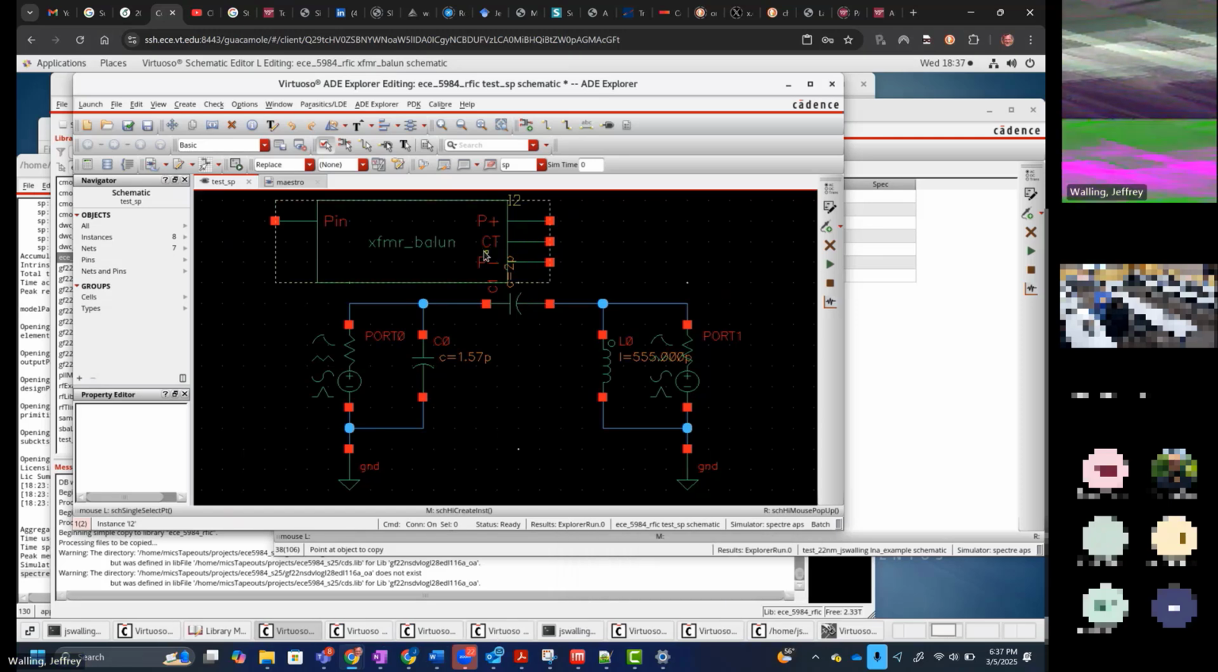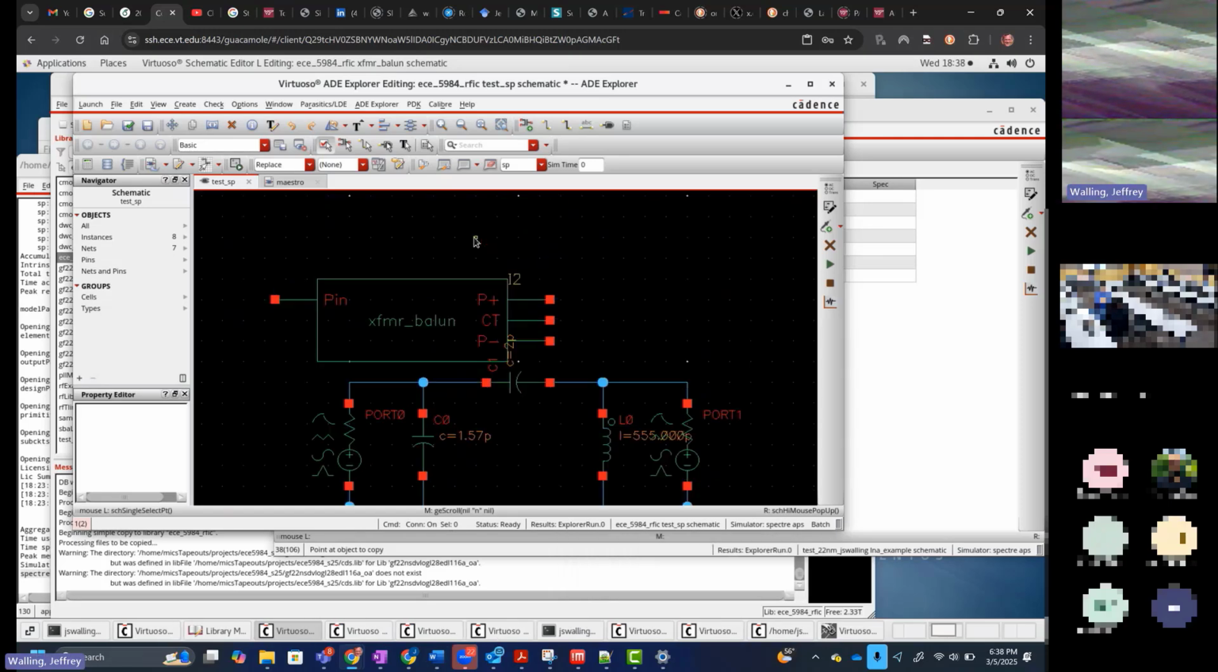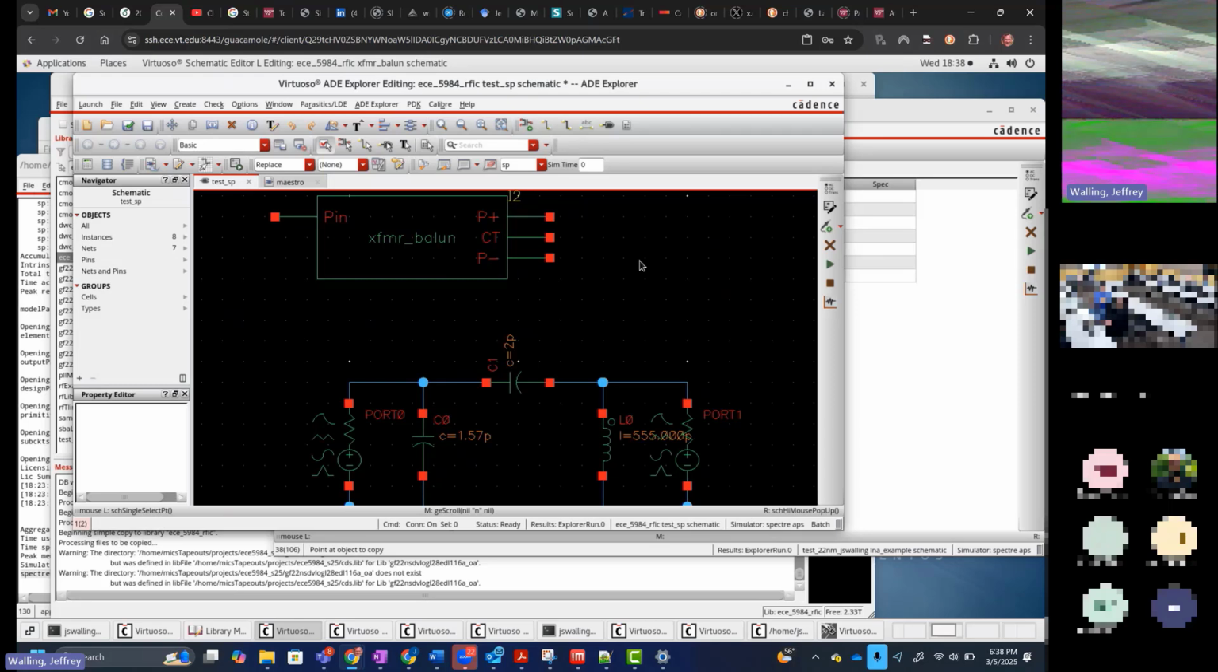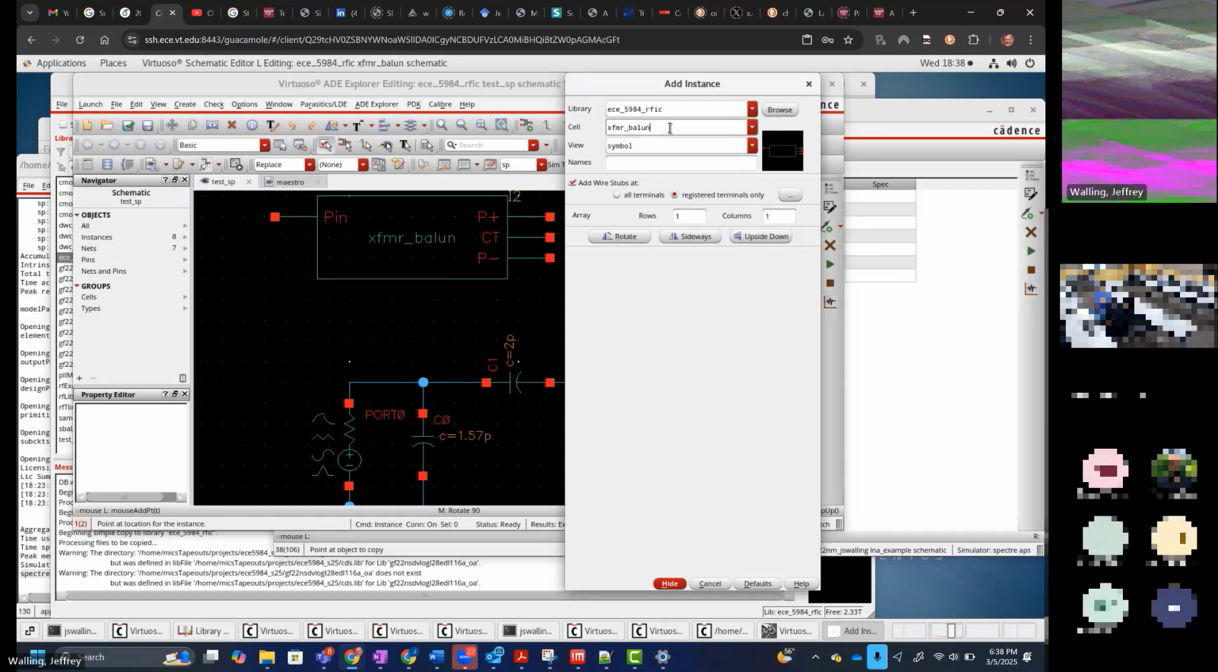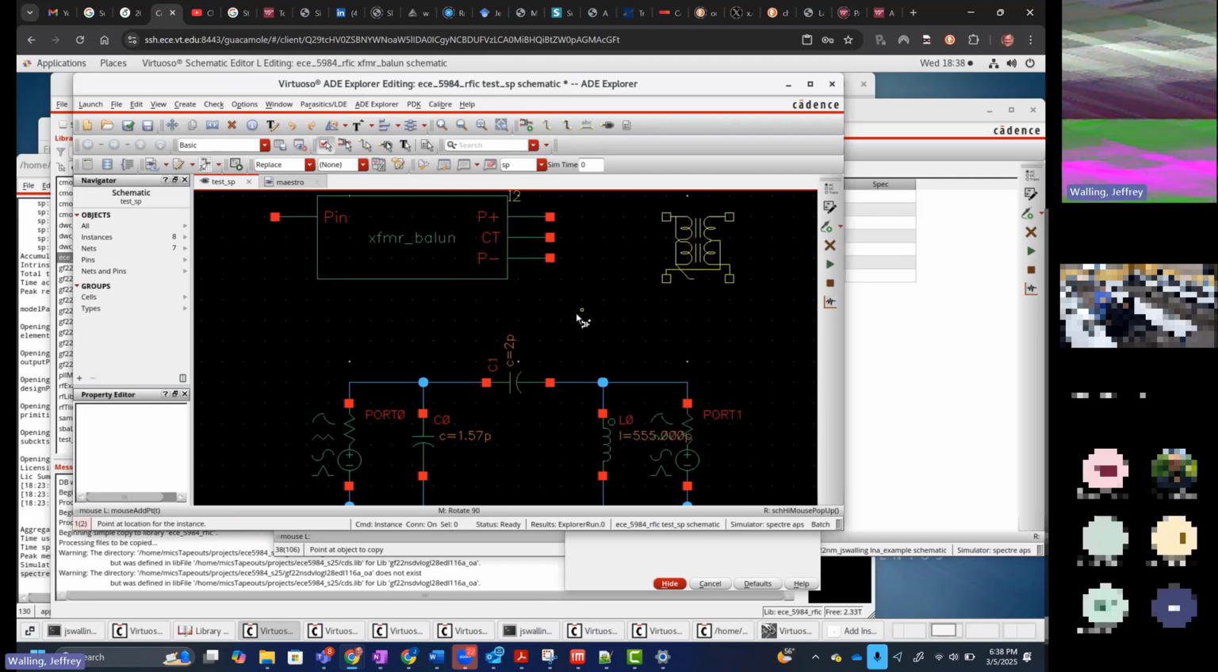Okay. Now, I do want to point out that it's not entirely necessary to do something like this. Cadence does have one of these. There's this under analog lib, and it's called ideal_balun. And I don't like it because it looks a little bit funky.